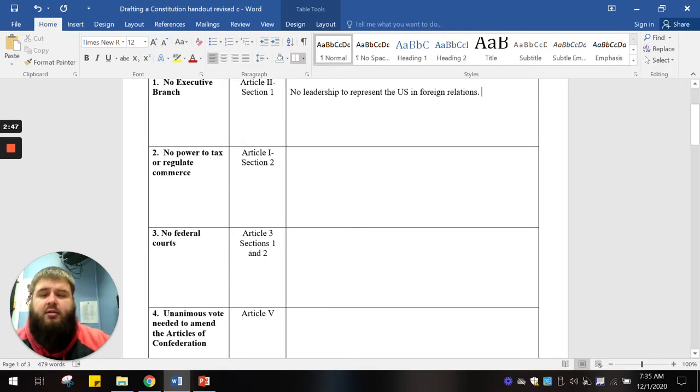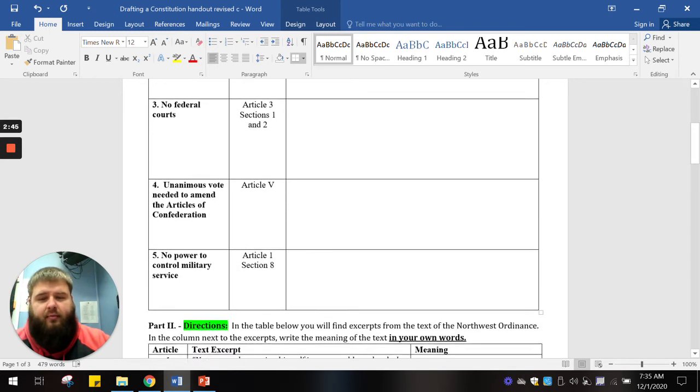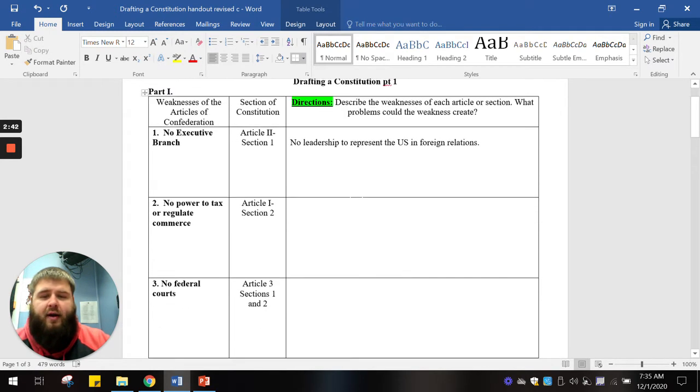No power to tax or regulate commerce. Give me three for each of them here until you have that completed.